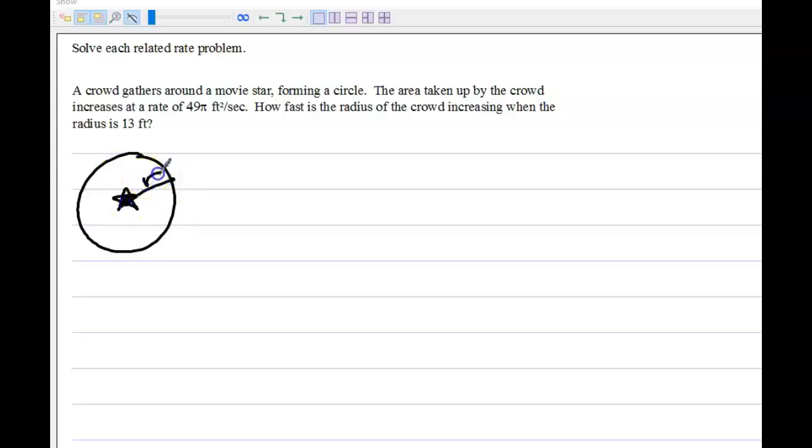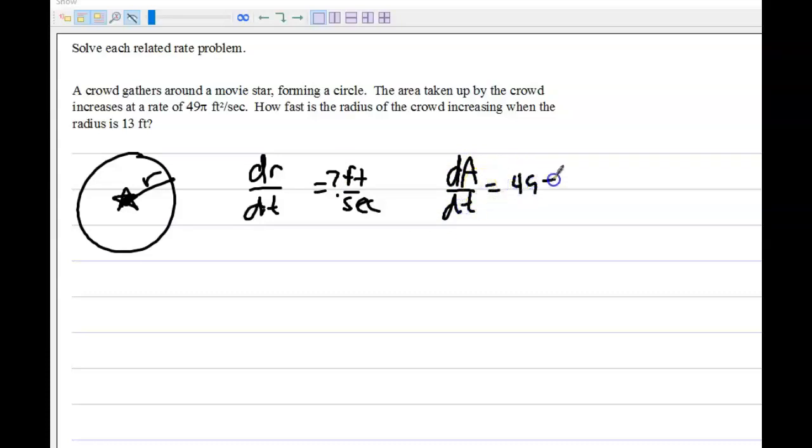So we have a radius here. They are asking us to find what is dr/dt. Radius is just a length measurement, so it's going to be in feet per second. And it's increasing, so we would expect a positive answer. They tell us that the area is increasing at a rate of 49 pi square feet per second.